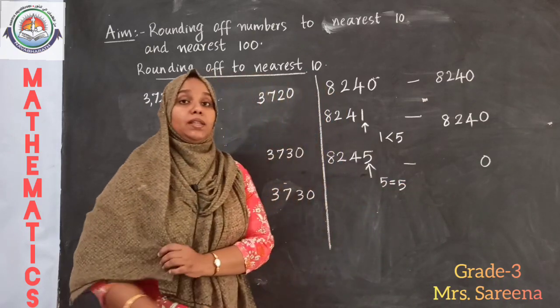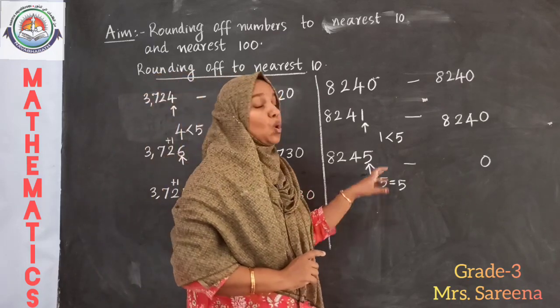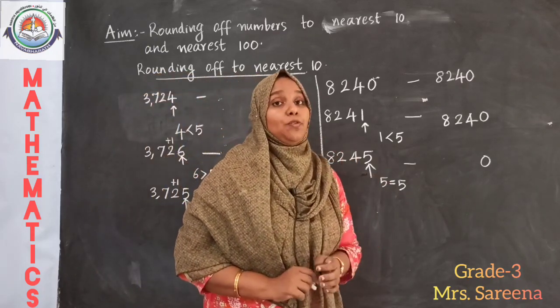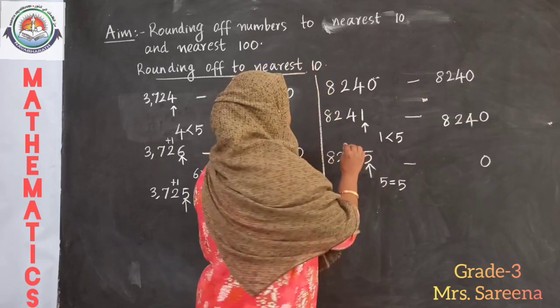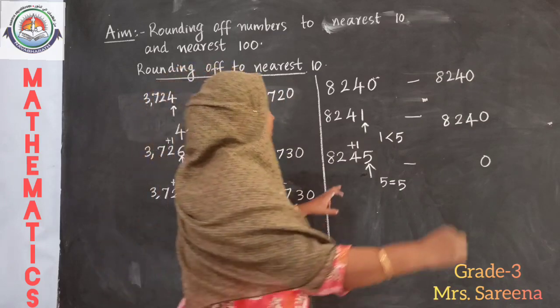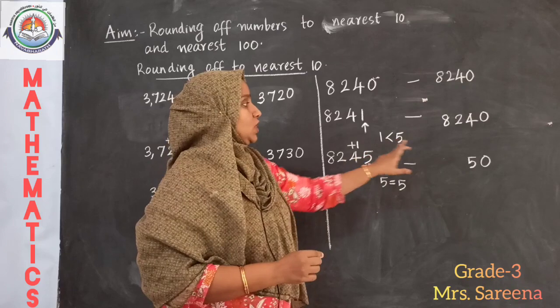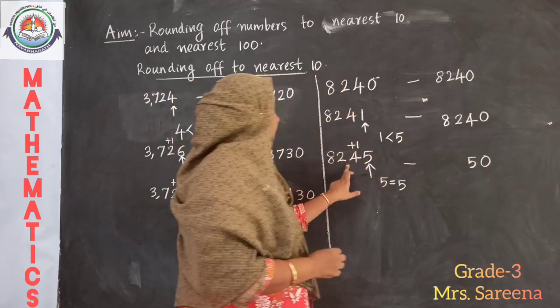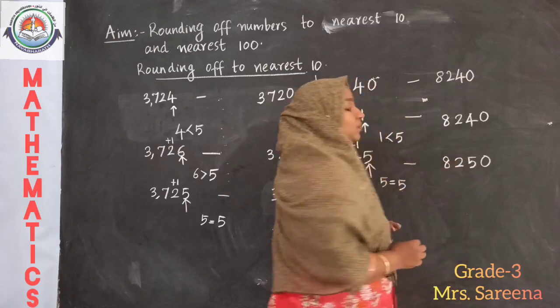If the number at the ones place is equal to 5 or greater than 5, what do we have to do? We should add plus 1 to the number at the tens place. So this number becomes 5. This 4 changed into 5 and the other two numbers remain the same. Clear?